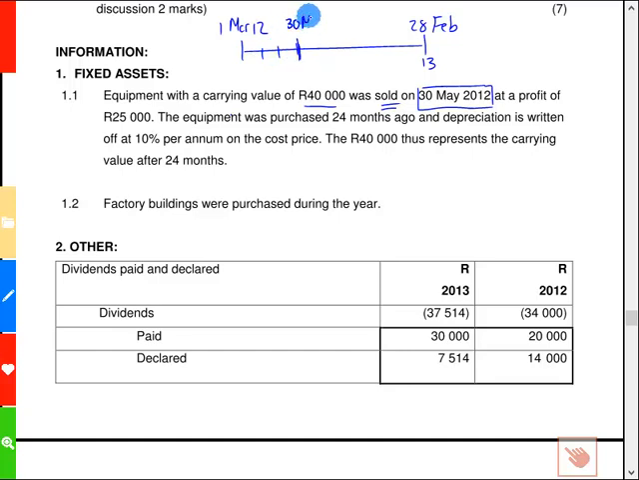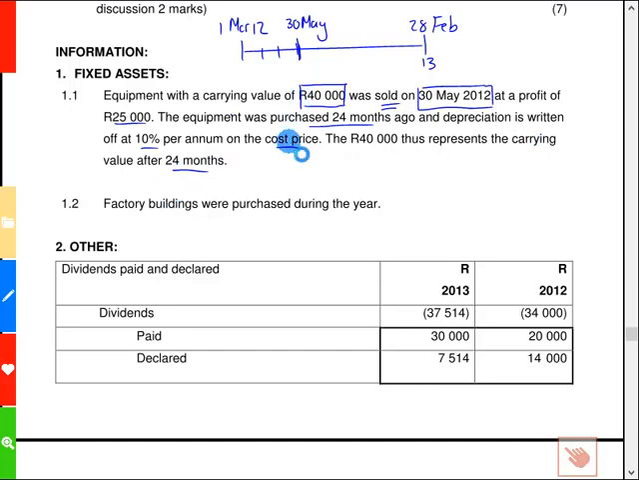Alright, and it was sold at a profit of 25,000 Rand. It had a carrying value of 40,000 Rand. The equipment was purchased 24 months ago, and depreciation is written off at 10% per annum on the cost price. The 40,000 thus represents the carrying value after 24 months. Well, that's a mouthful, eh? Let's deal with that step by step.